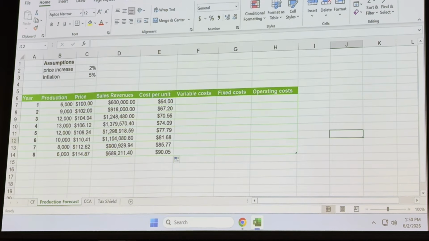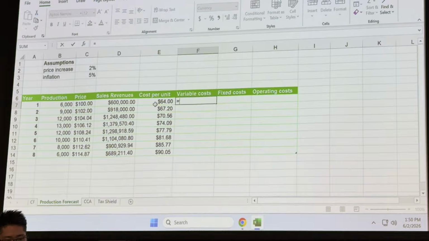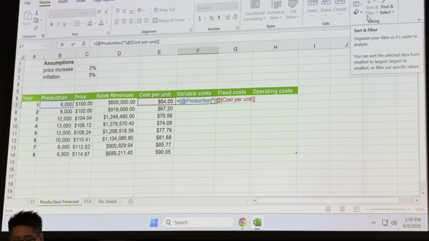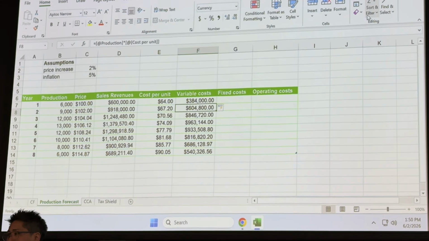All right. Now, I have cost per unit, I can calculate the variable cost. The variable cost is basically production number times cost per unit. Okay?